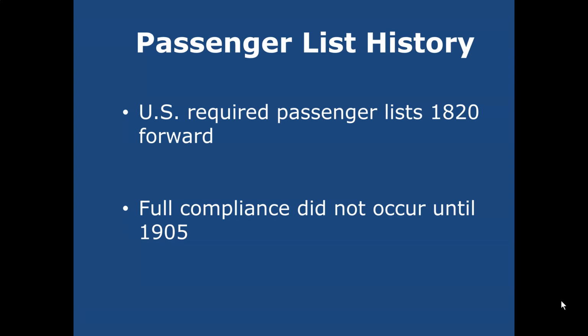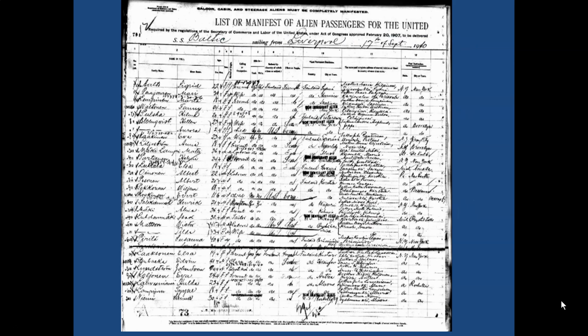So even though the U.S. required passenger lists beginning in 1820, full compliance didn't occur until 1905. Here's an example passenger list that looks very similar to a census register, where you'll see data at the top, the data that's being collected, the different column headings, and then you'll see all of the information for each individual that traveled.